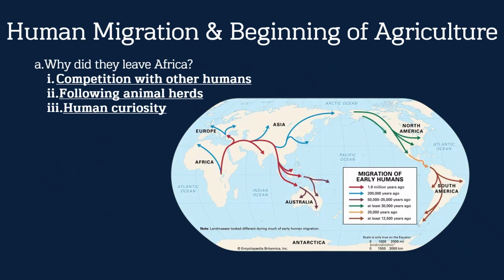Now, what would cause early humans to leave Africa? It is theorized that there are three main push-pull factors forcing this migration: competition with other human beings, following the animal herds, and human curiosity. Well, what happens if I go just beyond that ridge? What happens if I go just beyond those mountains or just beyond that river?